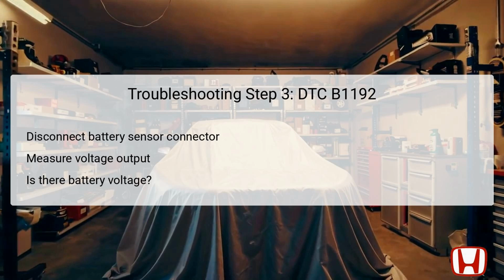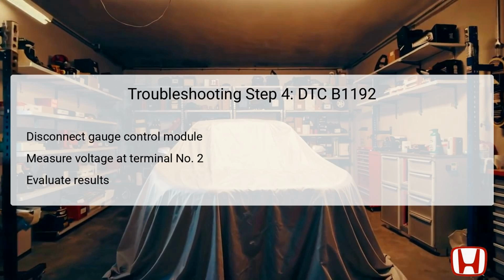If there's an observable battery voltage present, it signifies that the circuit is intact up to the battery sensor, and you can advance to the next step. However, if no voltage is registered, this indicates a possible open or high resistance within the wiring between the main underhood fuse box and the battery sensor, requiring immediate attention to rectify the issue.